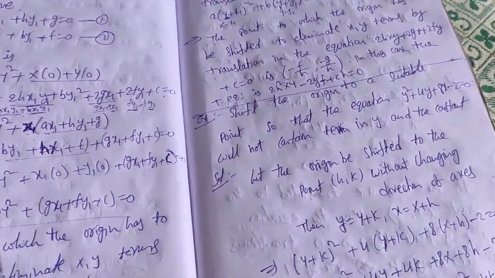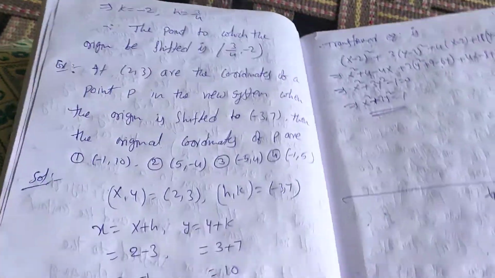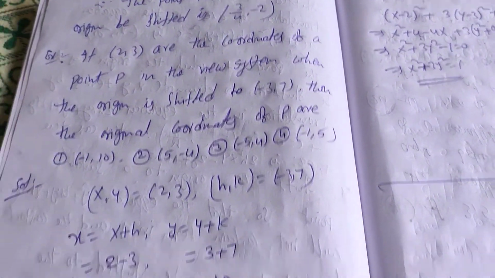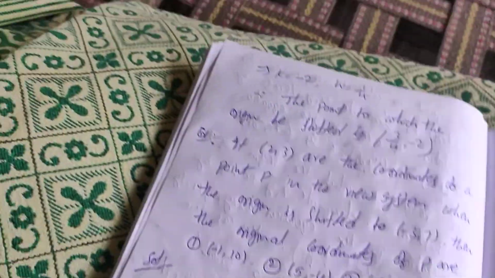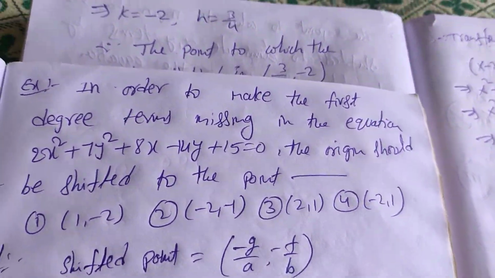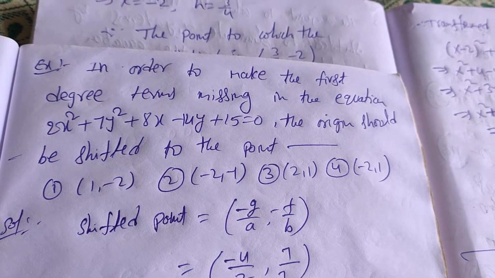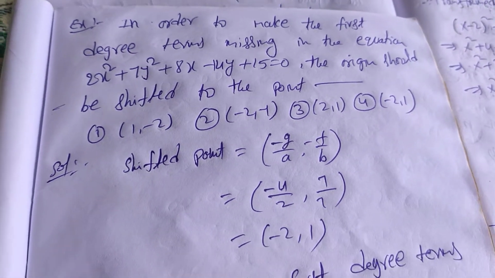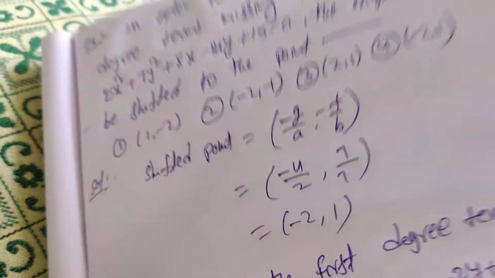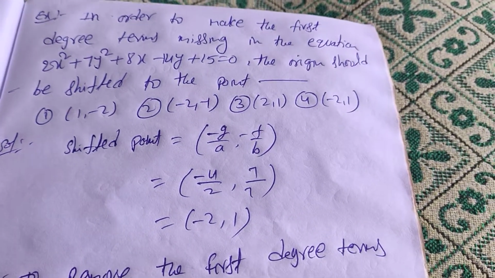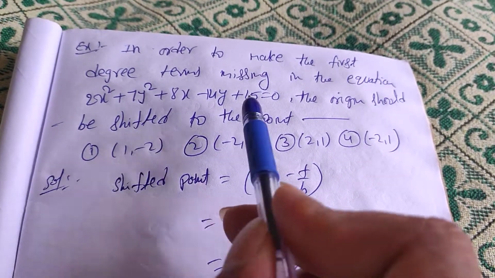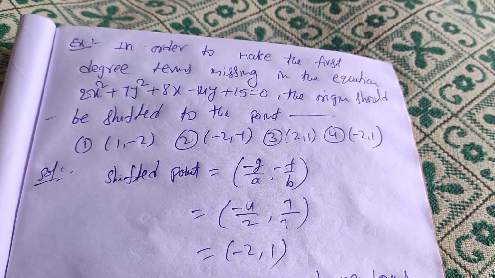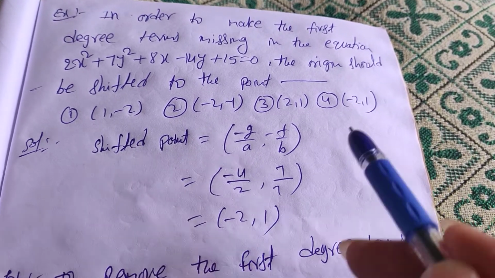Okay, so based on this one, we are doing some problems. In order to make the first degree terms missing in the equation 2x square plus 7y square plus 8x minus 14y plus 15 is equal to 0, the origin should be shifted to the point. That means in this, the x, y terms should be eliminated. Then what is the point to which the origin is shifted? He is asking. So four options are given.